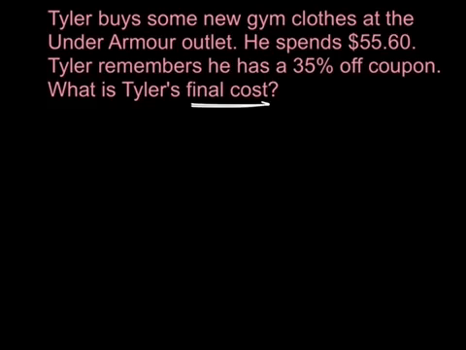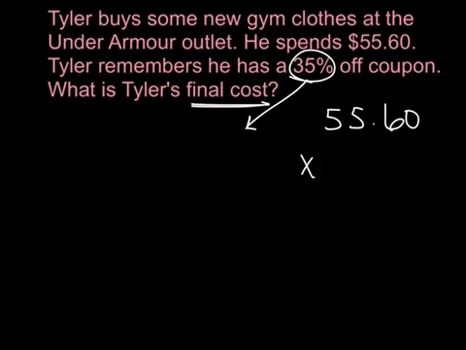So let's go ahead and set up our multiplication problem. We have $55.60 times 35%, and 35% becomes 0.35. So we have 55.60 times 0.35, and I'm going to go ahead and multiply.